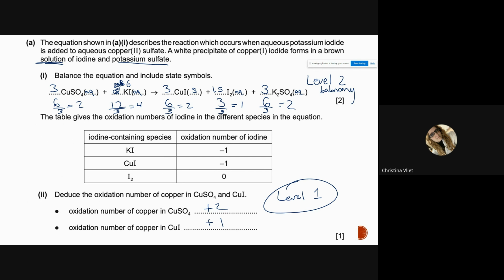Because it said precipitate. Precipitate means a solid forms of that specific thing. That's what PPT means. Yes.